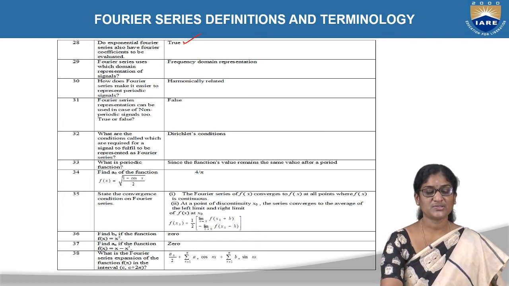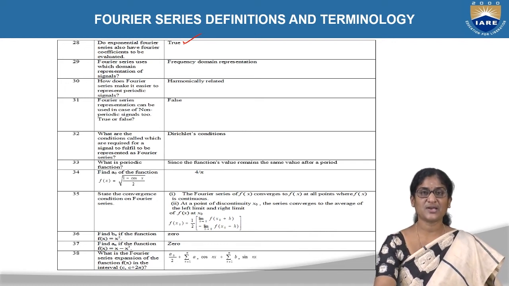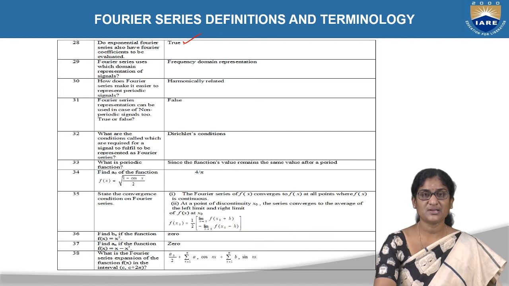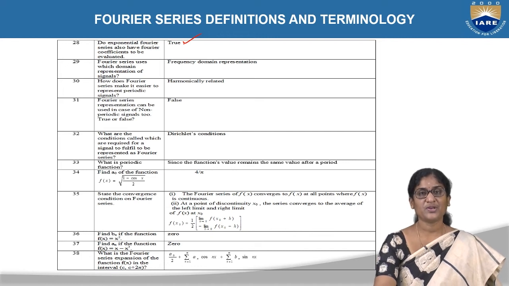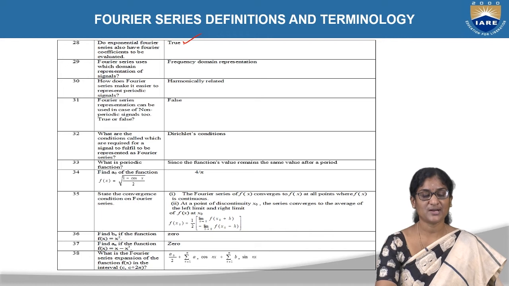What are the conditions called which are required for the signals to fulfill the representation of the Fourier series? Dirichlet conditions. We already discussed that the function should be piecewise continuous, and some of the conditions that a function should hold, periodic function, for applying the Fourier series. So these are called Dirichlet conditions.